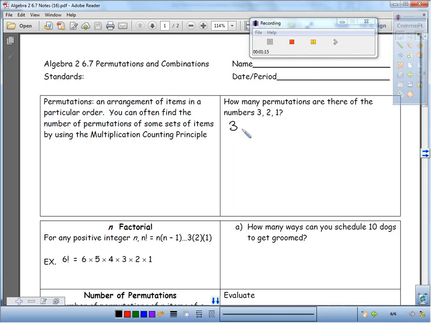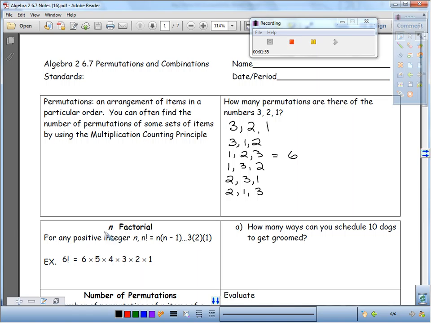So the first way is 3, 2, 1. Then I could do 3, 1, 2. Then I could do 1, 2, 3. And then 1, 3, 2. Then 2, 3, 1. Then 2, 1, 3. Is there any other order that I missed? So how many different ways can I do that? 6. Now that wasn't too bad considering I only had 3 numbers.